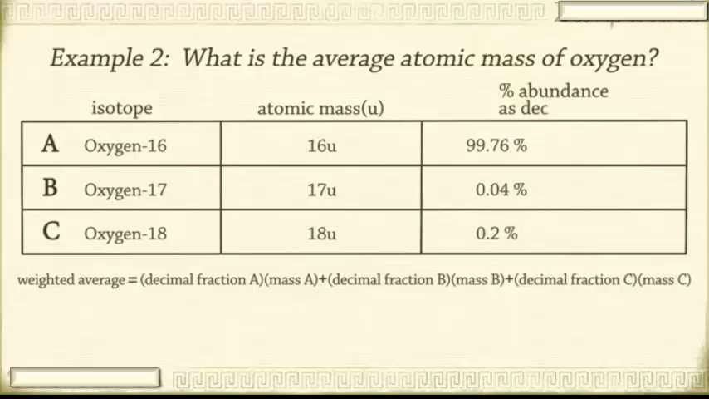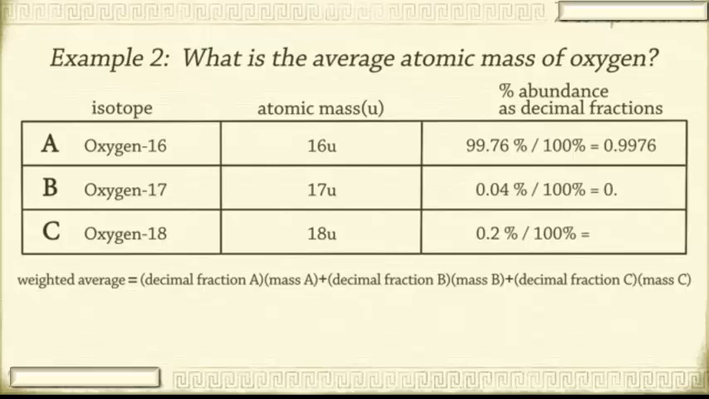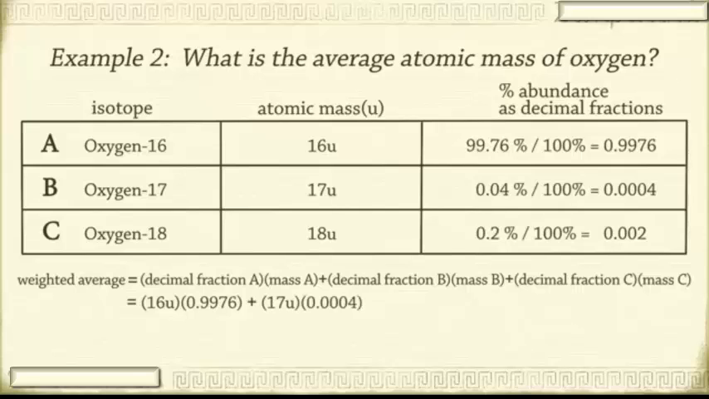Convert the percentages to decimal fractions by dividing by 100%. 0.9976, 0.0004, 0.002. The weighted average is 16 times 0.9976 plus 17 times 0.0004 plus 18 times 0.002. That equals 16.0044, or approximately 16.00 unified atomic mass units.